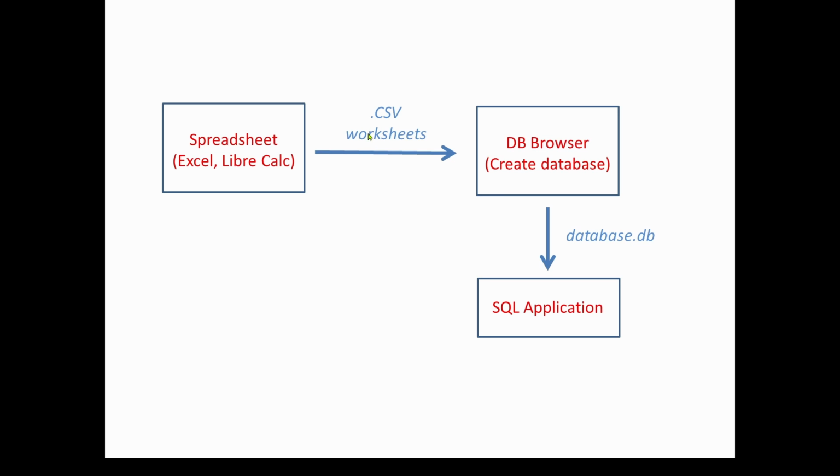And then we're going to bring those CSVs, we're going to import them into our DB Browser application. And we're going to tweak the data in the DB Browser and then create what's called a .db file that we can access in our SQL application, C#, Python, Java, whatever you're going to use. And we can access using SQL queries. And that's going to be the basic workflow we're going to show you how to do in this video.